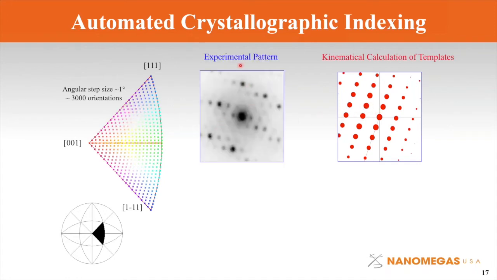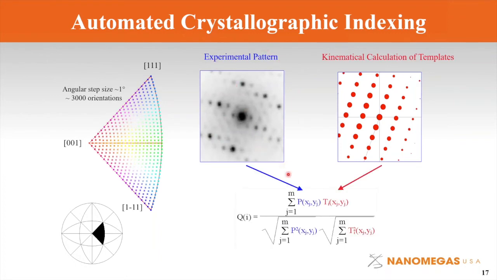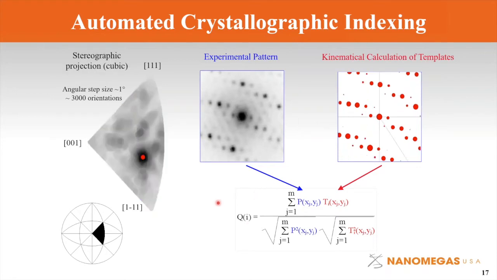When the experimental pattern comes in, it'll be compared with the pool of templates using this index parameter Q. This Q parameter serves to compare the similarity between the experimental pattern and the template. The more similar the template is to the experimental pattern, the higher the Q value is. Then the template that has the highest Q value is chosen as the indexing result.